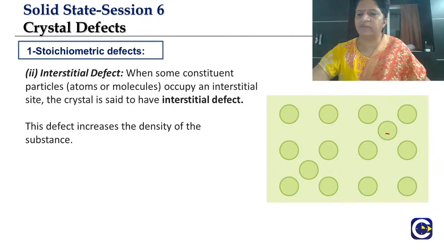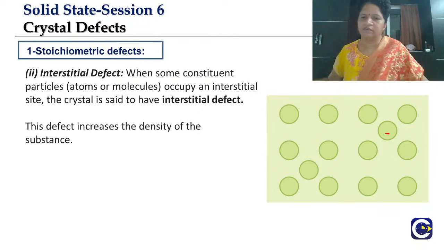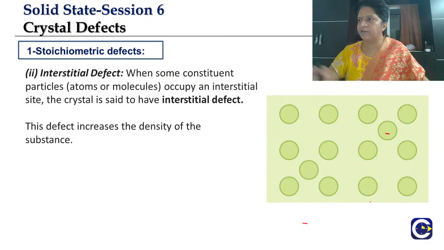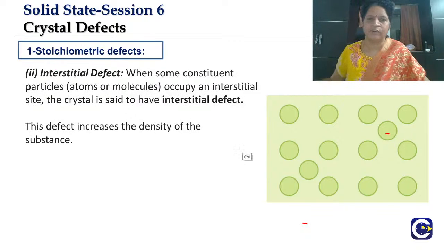It moves away from its place and then occupies some other space, then you call it an interstitial defect. Take a very simple example: when your friend is sitting in your classroom, you are sitting somewhere else, the moment you find somebody very close to you, you go and sit in that place. Your place is vacant and you're sitting in some other vacant place. So in an interstitial defect, what happens is it moves away from its place and then occupies some other place.